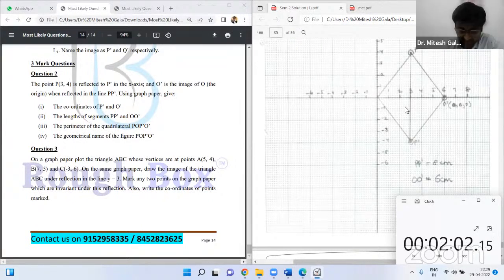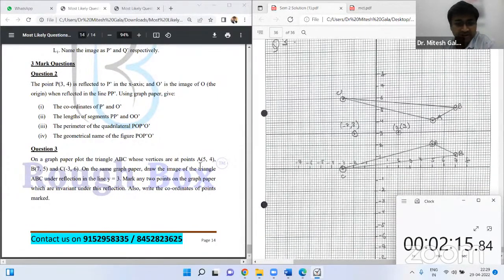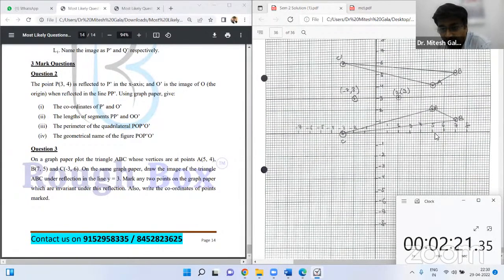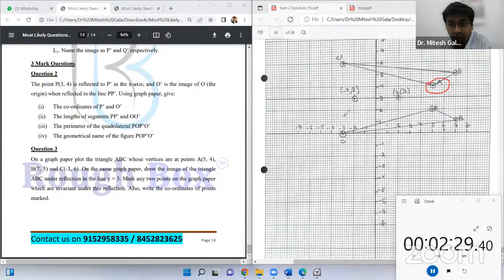Chalo, last question, finish. So on a graph, you're plotting A, (5, 4). 5, 4 is here, which is A. Then B, okay, 1 minute, let me annotate this. So that's your A. Then B is (7, 5). So B is here. And C is (-3, 6). So C is here.